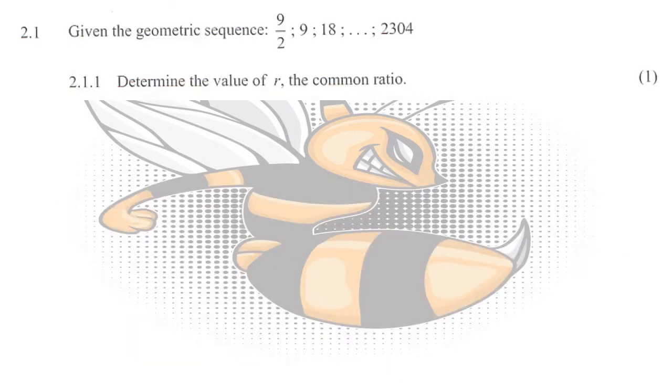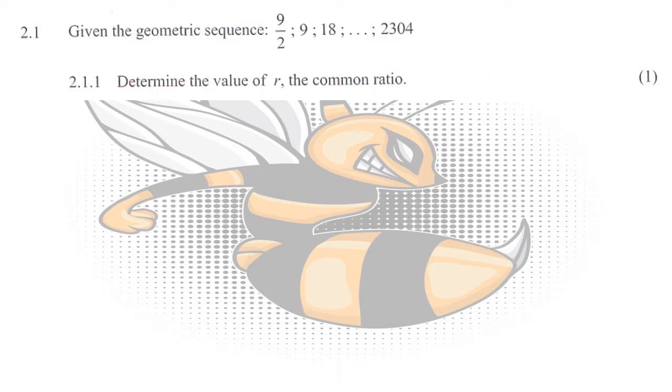If we start working on the question paper that you had, the first question that you had in regards to this was question 2.1, and it says, given the geometric sequence 9/2, 9, 18, and then there's a few numbers missing, and then finally 2304, determine the value of R, the common ratio.